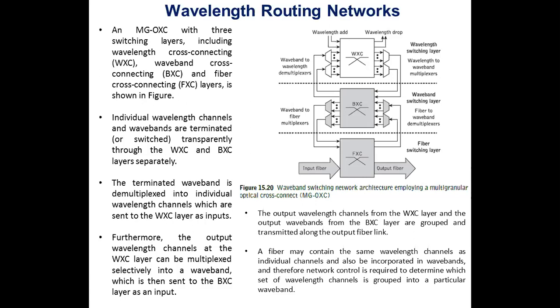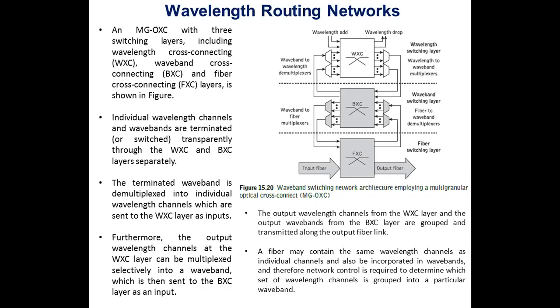This fiber switching layer will then connect to the waveband switching layer, where you have fiber to waveband demultiplexers and waveband to fiber multiplexers. This waveband switching layer will then connect to the wavelength switching layer. It will have the waveband to wavelength demultiplexer, and you can also add and drop the channels depending on the application. So here are the individual wavelength channels and the wavebands; they can be ended or terminated or switched transparently through the WXC or the BXC separately.